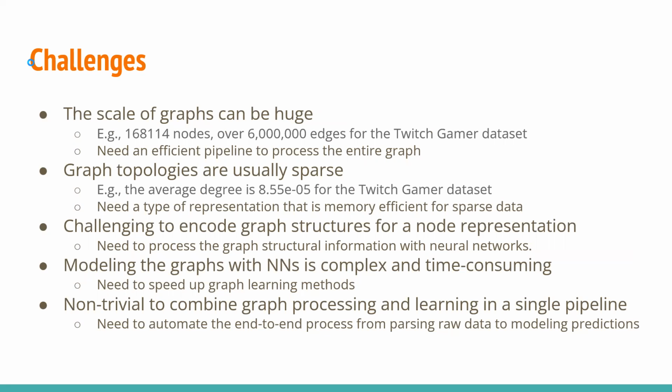Additionally, when modeling the graph with deep neural networks, good representations for a node are needed to encode useful information, and such graph neural network is usually difficult to train. We also need to think about how to build a single efficient pipeline from the raw data processing to modeling prediction. We need to speed up the whole process so that GNN can be applied in real practice.